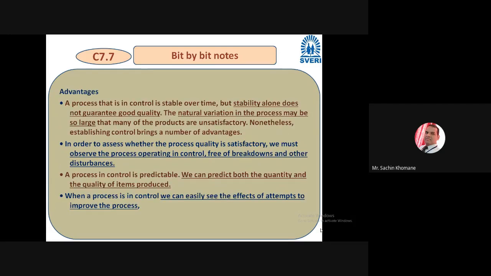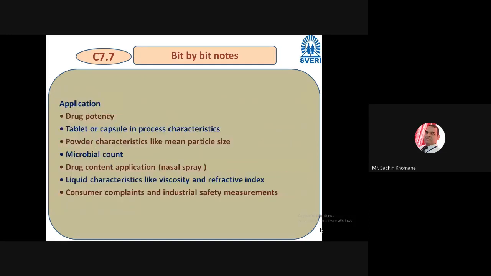So we have seen various advantages of these control charts. 5-6 advantages we have seen. So there we have seen that stability in the process alone does not guarantee the control of quality. Natural variations are going to be there, that also you have to consider, and for that purpose control charts are important. So that was the conclusion that we have seen.